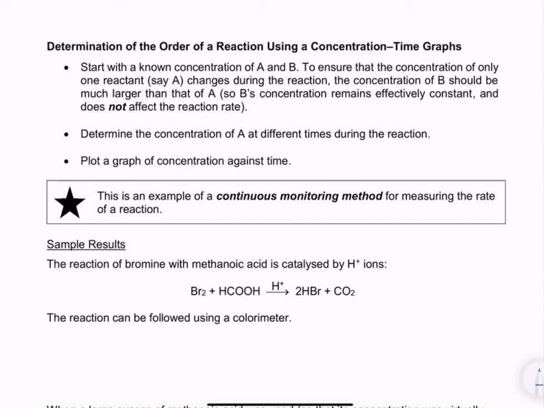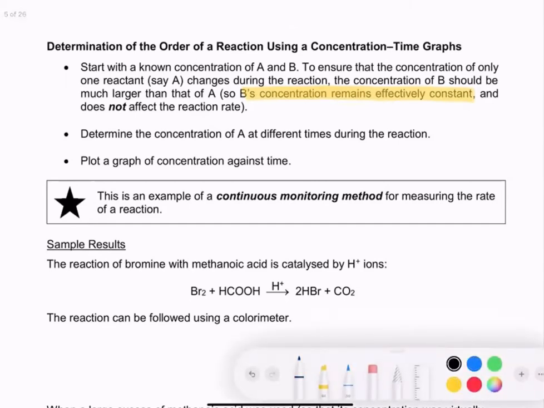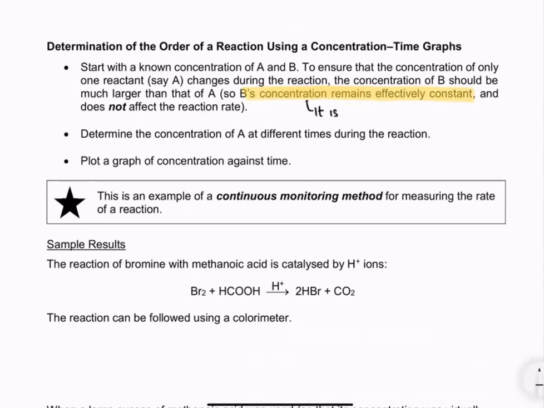So we're going to keep the concentration of B much larger than the concentration of A, and what that means is that B's concentration remains effectively constant. It's so large, it's effectively zero order because it doesn't change, so it has no effect on the rate.